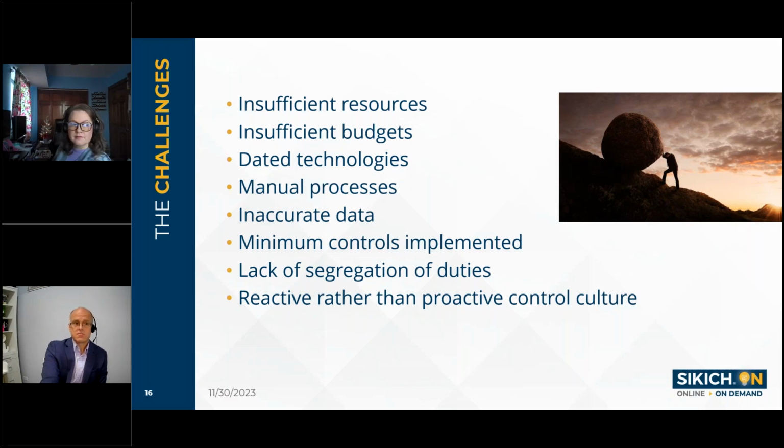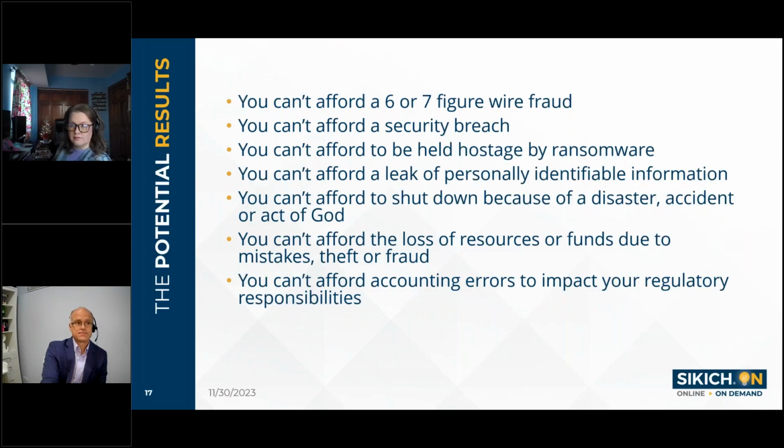Even with these challenges, and maybe because of them, your role in governance is critical, because if you don't, the results could be horrendous. You can't afford a 6 or 7 figure wire fraud. A little later, I'm going to discuss, if I have time, some wire fraud schemes that are happening every day. You can't afford a security breach. Villains are attacking 24/7, and it isn't a matter of if you're a target, it's a matter of when. And you better have good backup and recovery capabilities, because you can't afford to be held hostage by ransomware.